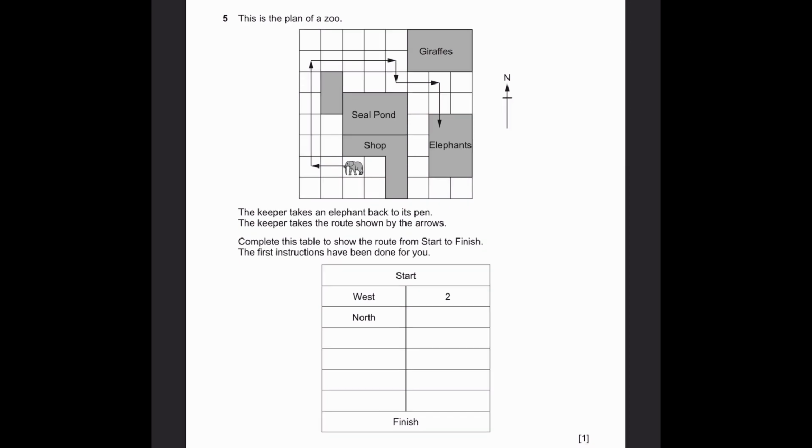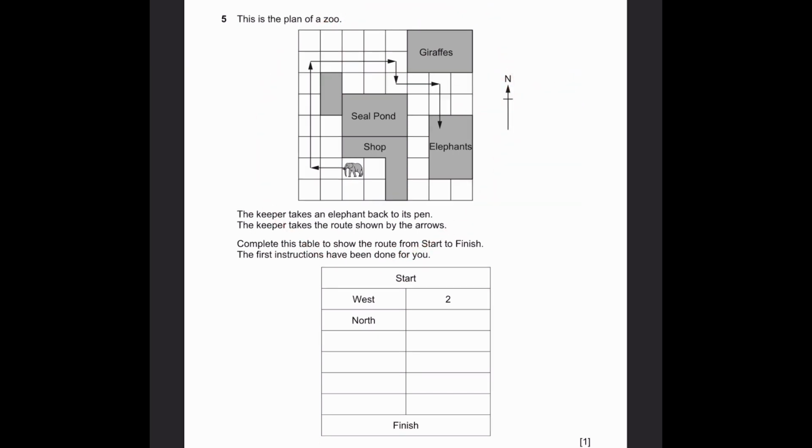First thing we need to notice is there is a compass given here. It has the end sign at the top. North is upwards, downwards is south, right is east, and left is west. So remembering this, we can easily do this question. So first, the elephant keeper and the elephant go in the west direction, 2 steps, 1, 2. Next, they go north. How many steps is this? 1, 2, 3, 4, 5. So let's complete the table with north 5.